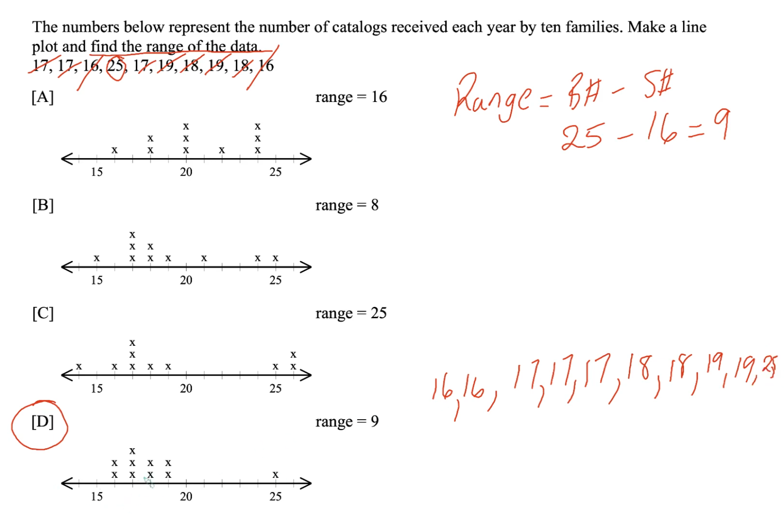So if we go here, this is 15, this is 16. I have two 16s. This is 17, 3, 18, 2, 19, 2, and then 25. But we didn't need to go through all of that because they also asked us for the range. And when I found the range, this was the only one with a range of 9. So this was our answer.